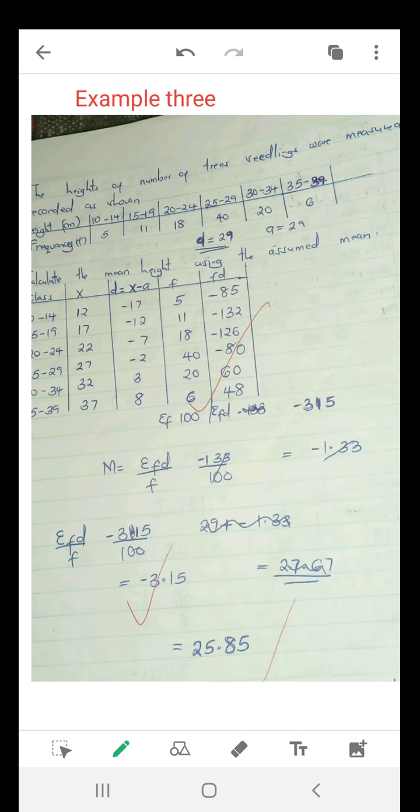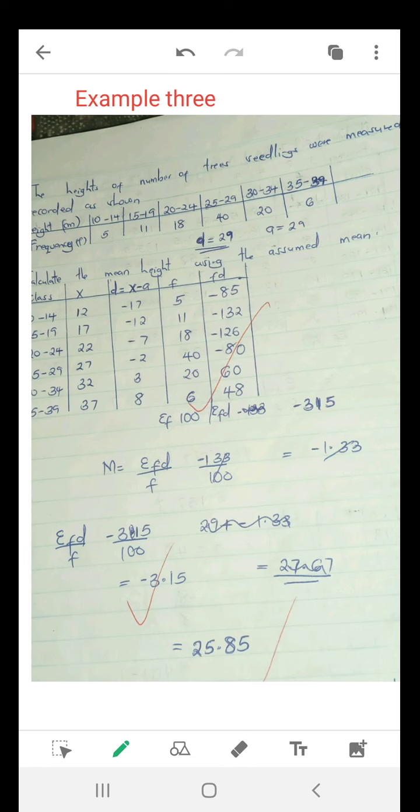So I have to get the summation of fd, then the summation of my frequency. The summation of my frequency is 100. So there are 100 seedlings. Then my summation of fd, the addition of all these, is negative 315. So look at it, I have a negative value. If I have a negative value, it means my assumed mean was larger than the accurate mean. So negative 315 divided by 100, I get negative 3.15, as my summation of fd over summation of f.